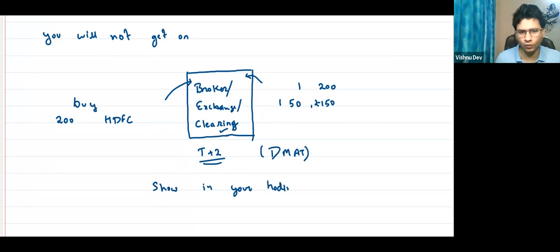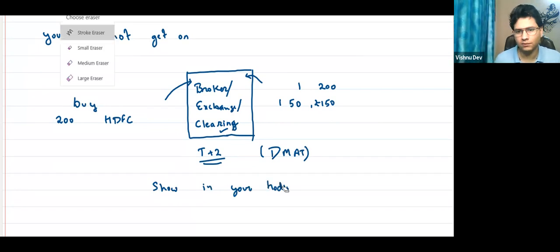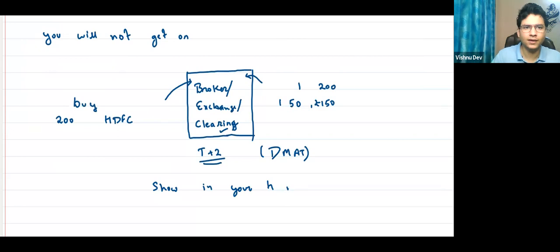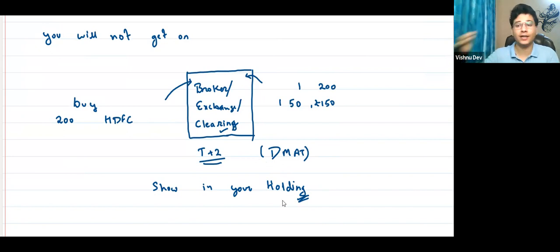Because holding is maintained by whom? By the broker. So you gave money to the broker, the broker bought the shares, and you can see your stocks in your holding. What is holding? Holding is basically the list. The shares will get into your demat on Thursday, but you can see them in your holding.